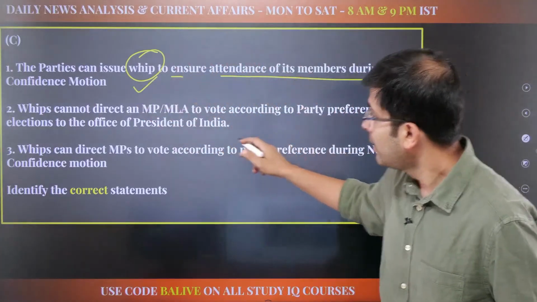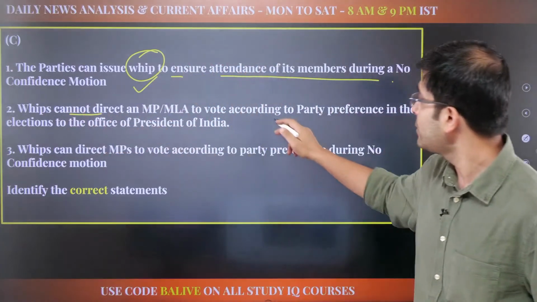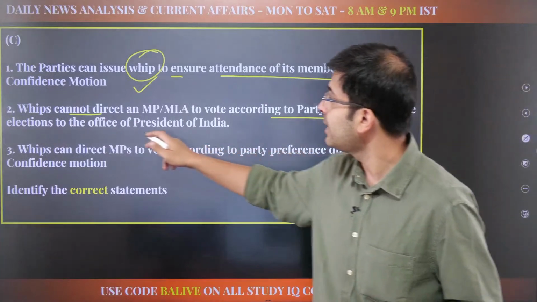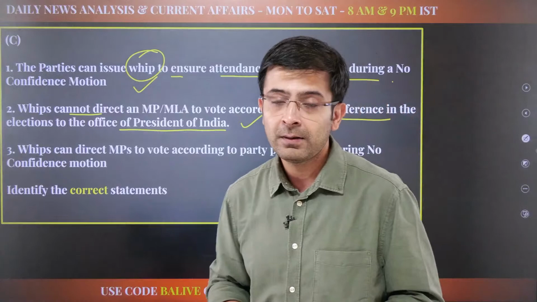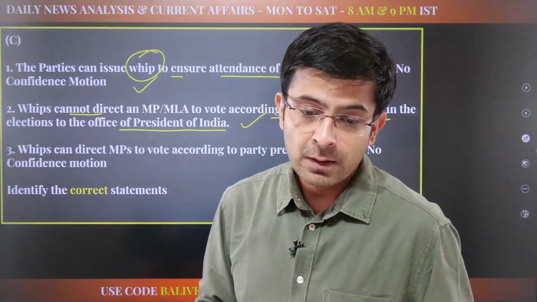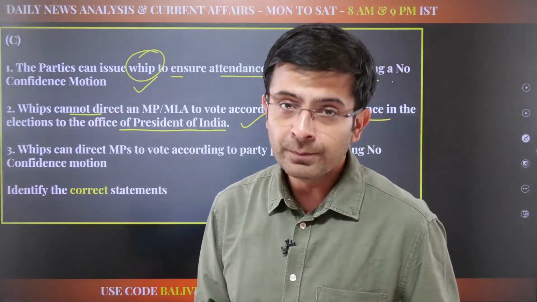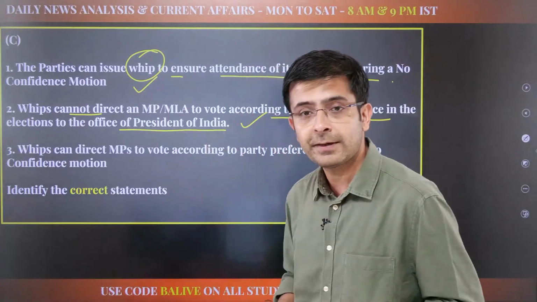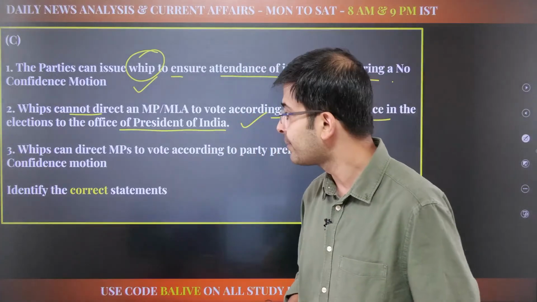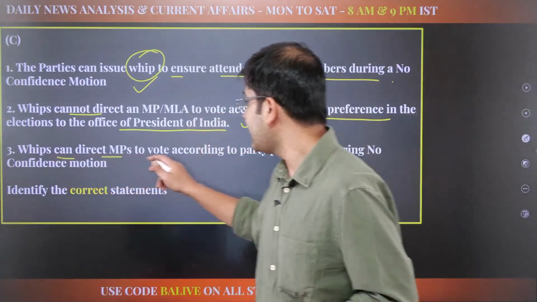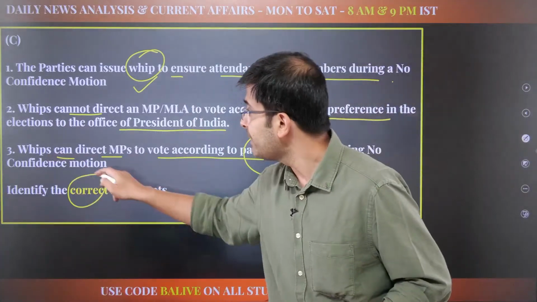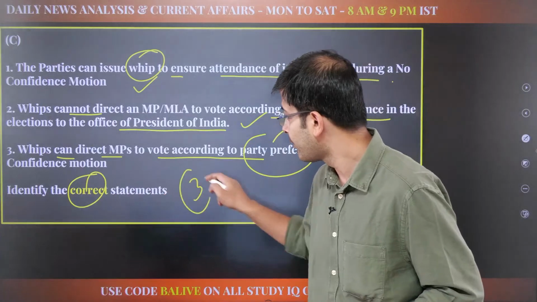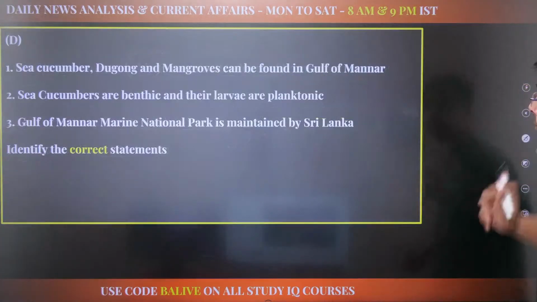Correct. Whips cannot direct an MP or MLA to vote according to party preference in the elections of the President of India. Yes, because the party members are free to choose there. Of course, there is a procedural problem also. So you cannot determine the outcome of that through whips. Okay. And whips can direct MPs to vote according to party preference in the NCM. So the correct statements here being all three again. All right. Let's move forward.